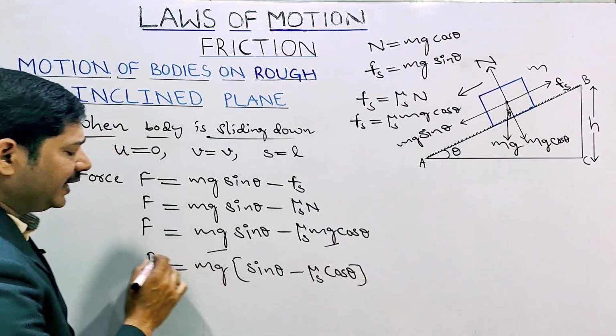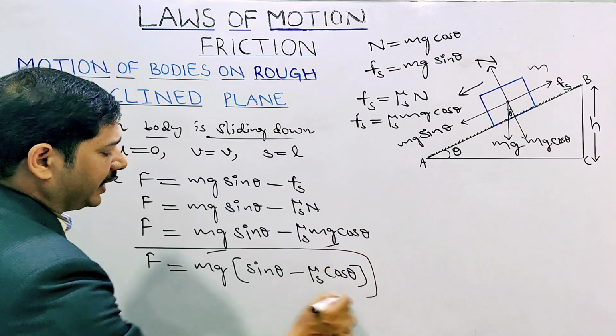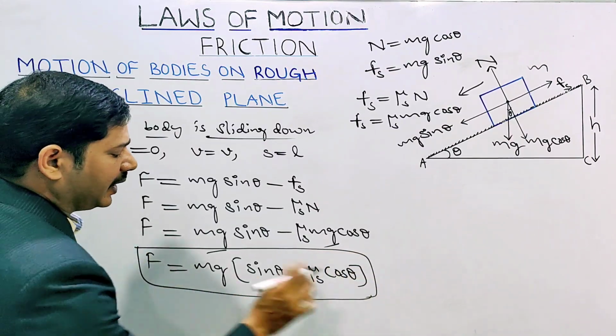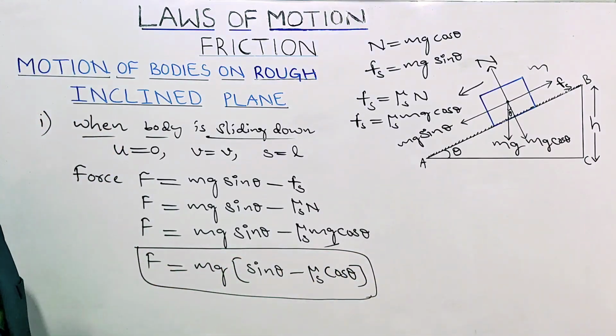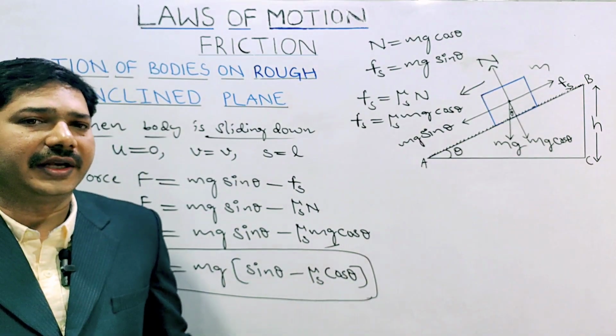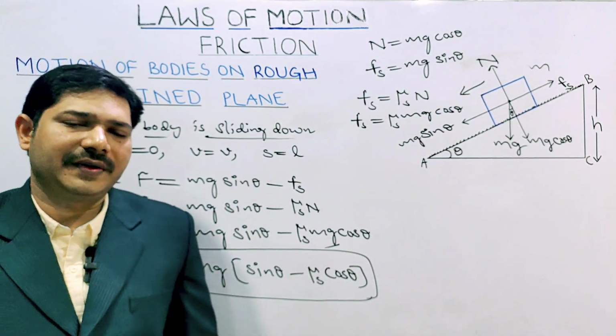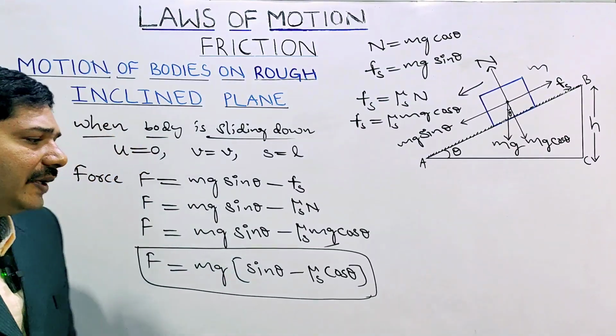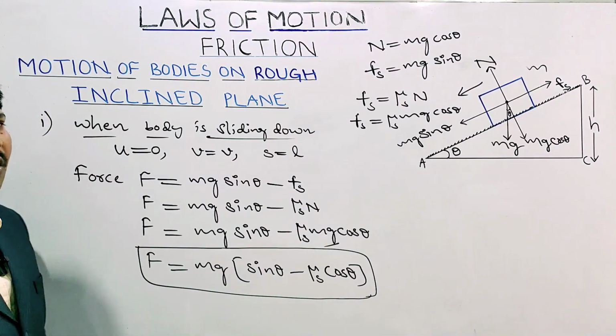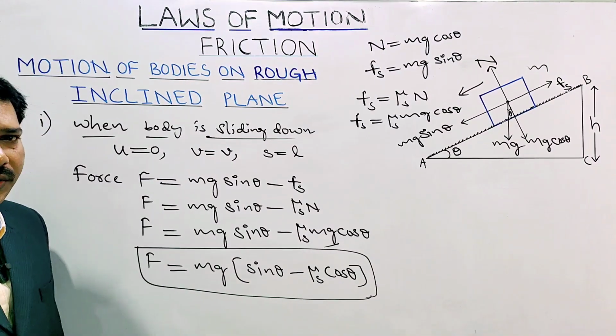Here the body is sliding, which means instead of mu s, we can take mu k. So acceleration of the body is how much? So this is the force.